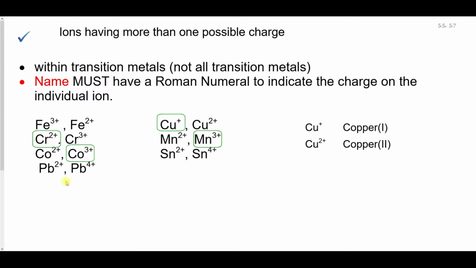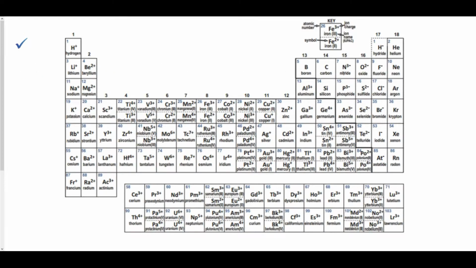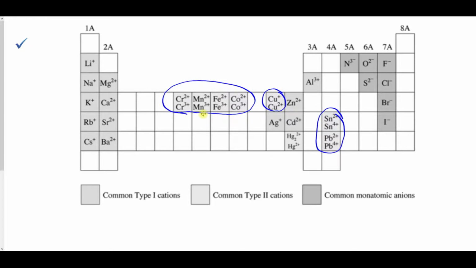And these are the ions that you need to memorize. We have iron, chromium, cobalt, lead, copper, manganese, and tin. And of these, we already know 4 of them from our summer assignment. Those are the ones that are outlined in green. Here is a very complete list that you can refer to. Here is one that's a little easier to read. The ones circled in blue are the ones that you need to memorize.